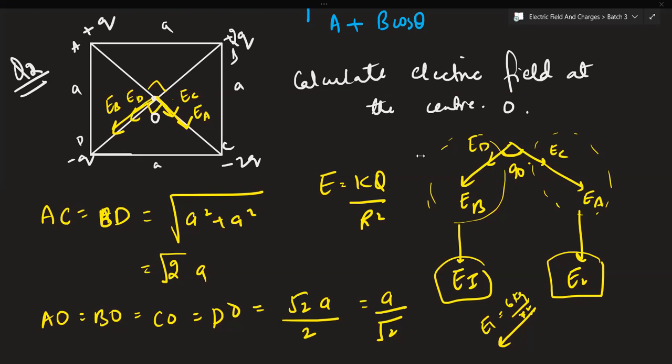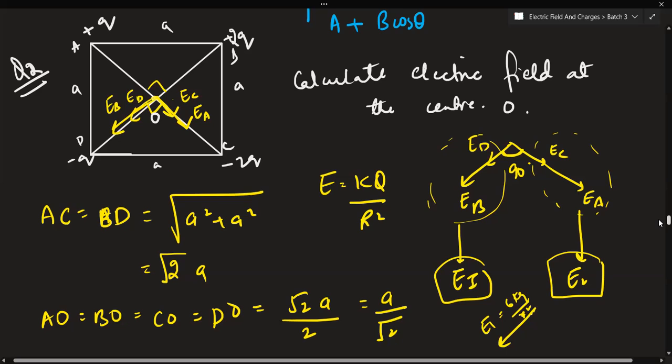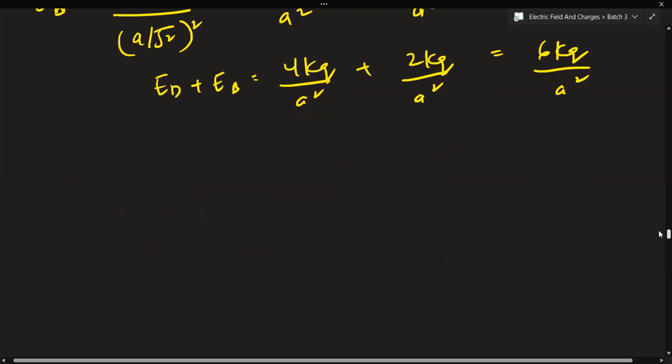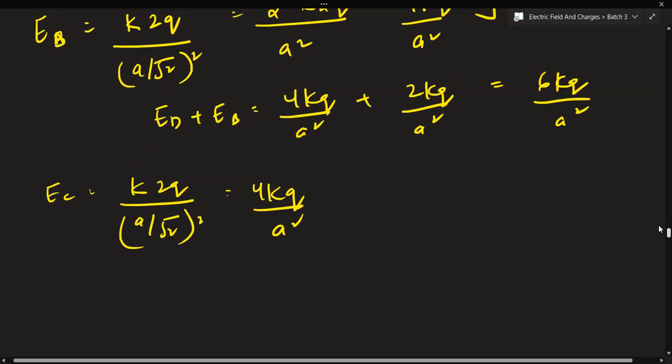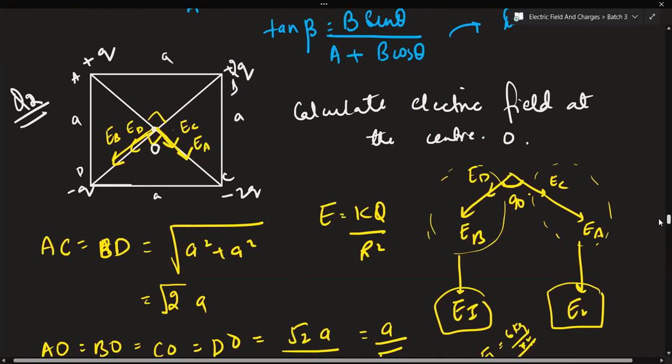All right. Now we have to similarly solve for EC and EA. See, for EC the charge is minus 2Q, so we take the magnitude only. EC will be K times 2Q divided by A by root 2 whole square. So this will also be 4KQ by A square, similar to what we calculated for point B.